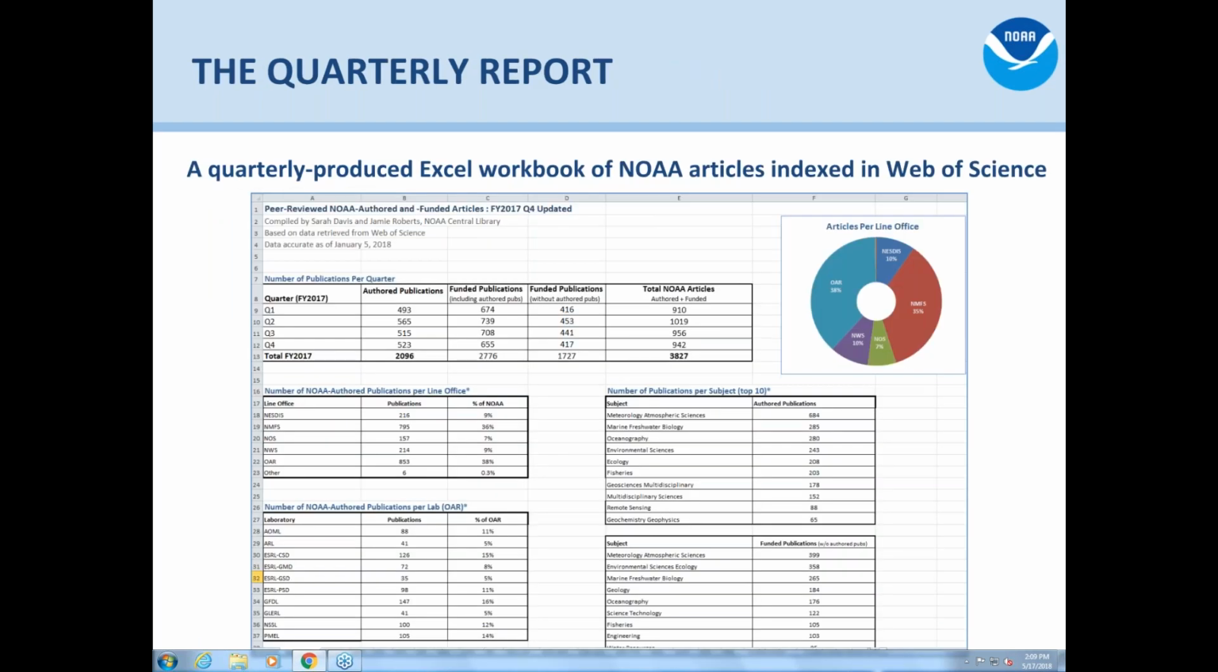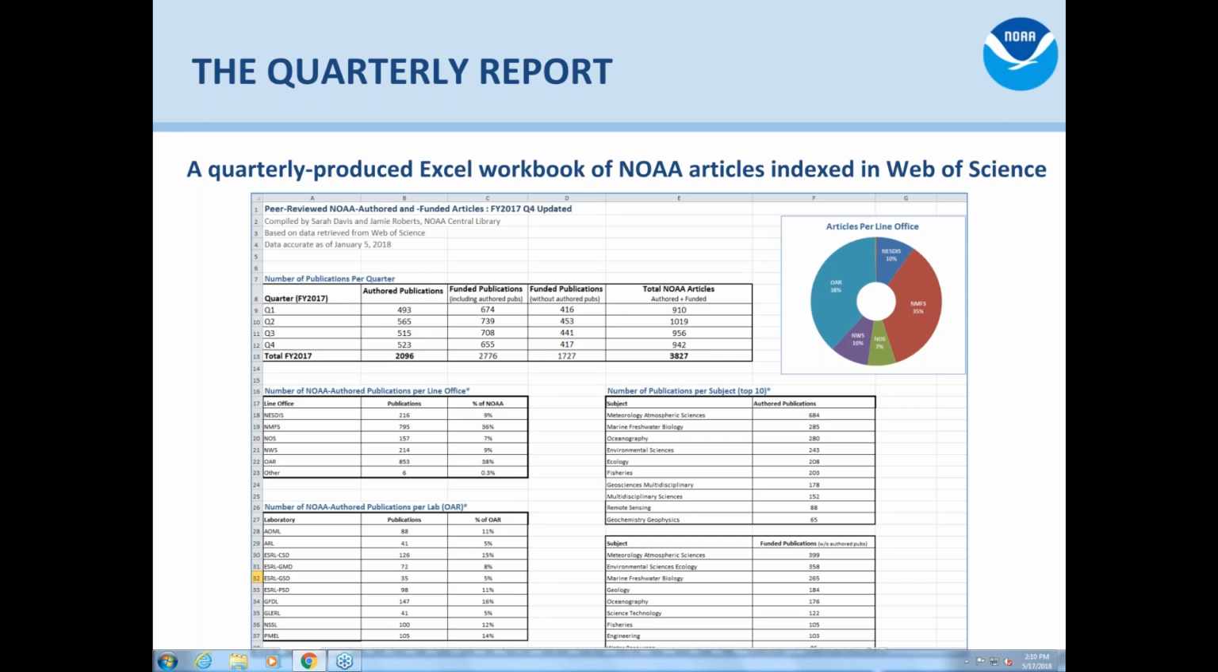Our primary product out of this is the quarterly publications report. It's an Excel workbook that we put together each quarter, and it contains some basic metrics and breakdowns and lists of each line office's articles, as well as some programs and articles that were funded by NOAA. We produce 5 of these a year. There's one each quarter, as well as a fifth one that we do in the second quarter of the following fiscal year to update and take into account the indexing delay in Web of Science. It can sometimes take them several months to get up to speed with every single article.